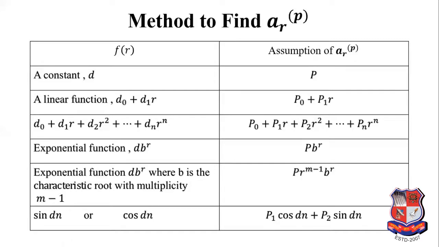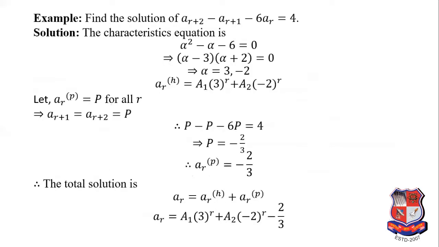Let's see an example of an inhomogeneous recurrence relation. Here we have a second order linear recurrence relation which is inhomogeneous. On the right hand side is given a constant. As we had seen in the first few examples, similarly we need to construct the characteristic equation. So we'll get alpha square minus alpha minus 6 equal to 0. So the roots are 3 and minus 2. So we'll get the homogeneous solution as a1 3 raised to r plus a2 minus 2 raised to r. Now we need to find its particular solution.